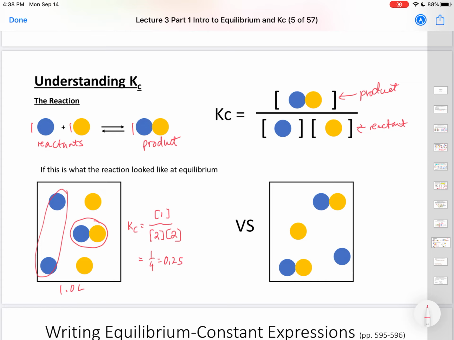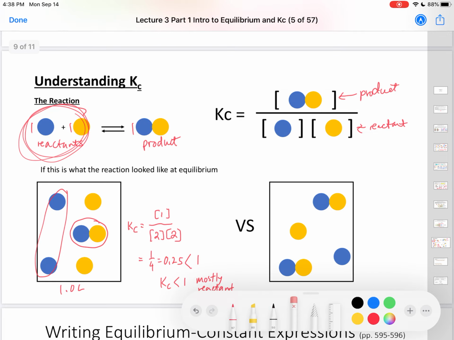That's really 0.25, and sorry, I mixed up my less than and greater than sign. It is less than 1. Kc is less than 1, and when it is less than 1, we say that it is mostly reactants. And it is: if you look at it, you've got 4 reactants to 1 product, so it is mostly reactant. That's true.